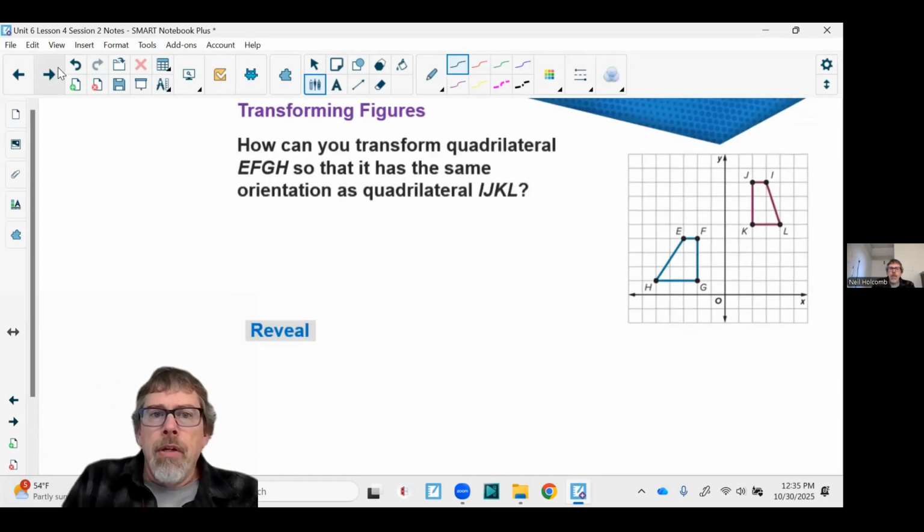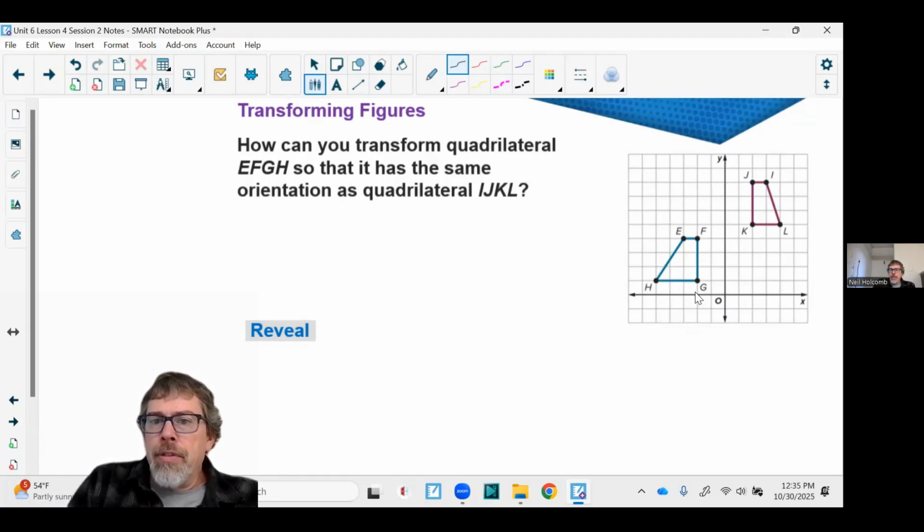Okay? How can you transform quadrilateral EFGH so that it has the same orientation as quadrilateral IJKL? Same orientation. Okay. How can we transform that? Well, this is 3 long and this is only 2. So, if we're going to have the same orientation, the size is still not going to be the same. We would have to reflect across the y-axis and then translate up.